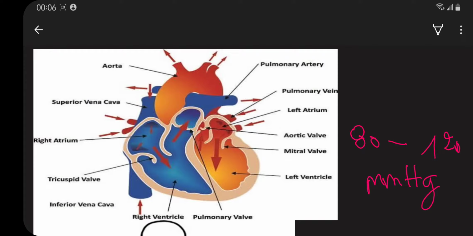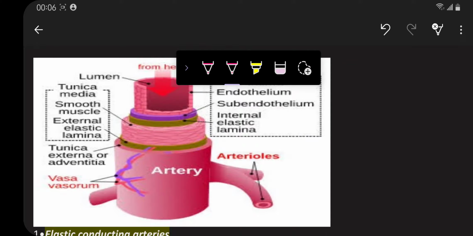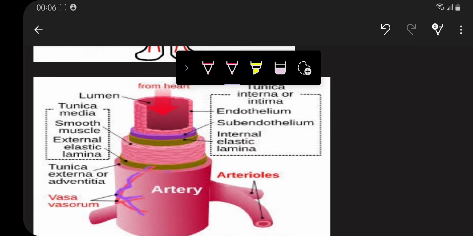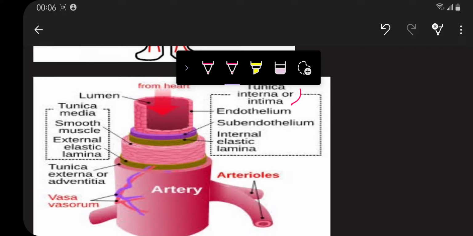Now, let's start. So the general structure, as I said in the previous video, we have 3 layers. From the inside to the outside, we have the tunica interna or tunica intima, which is composed of an epithelium. It's called the endothelium. It's a simple squamous epithelium. And then we have a connective tissue underneath it, called the subendothelial connective tissue. And then we have the internal elastic lamina.